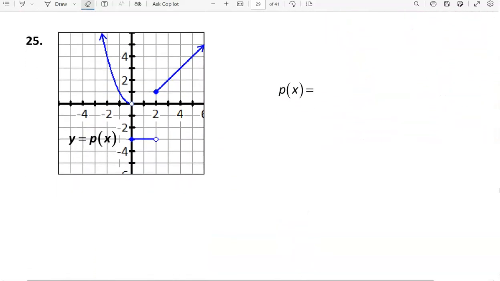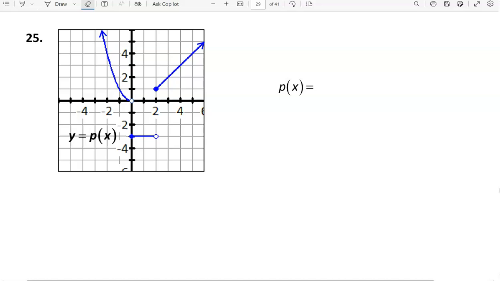For the last one, we again have 3 pieces. And if I take a look at the leftmost piece, it has an open circle on 0 and goes to the left. So that's for x less than 0. And that piece looks like our parent function for y equals x squared. So this is just y is equal to x squared, or p of x is equal to x squared for x less than 0.